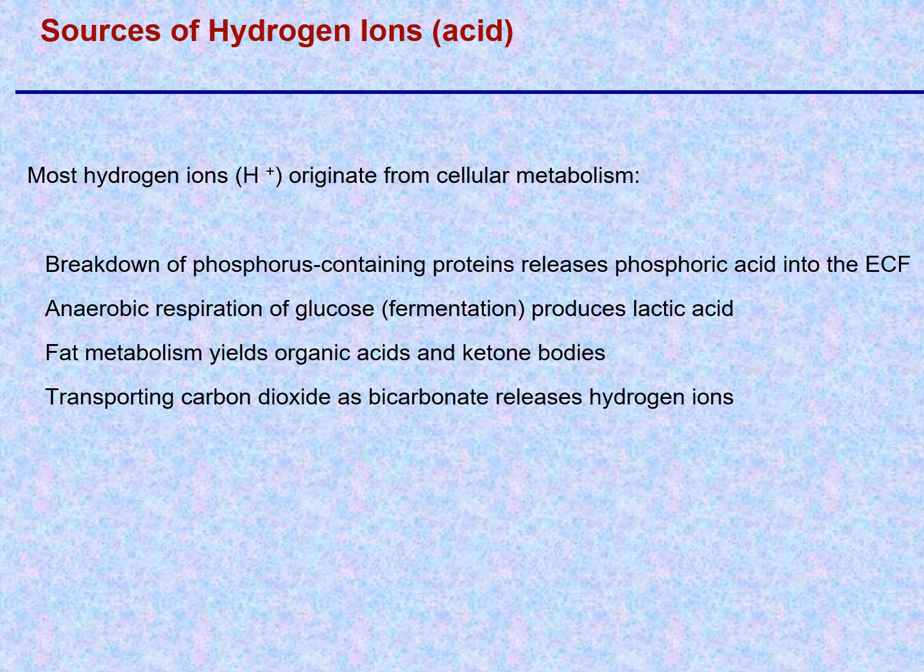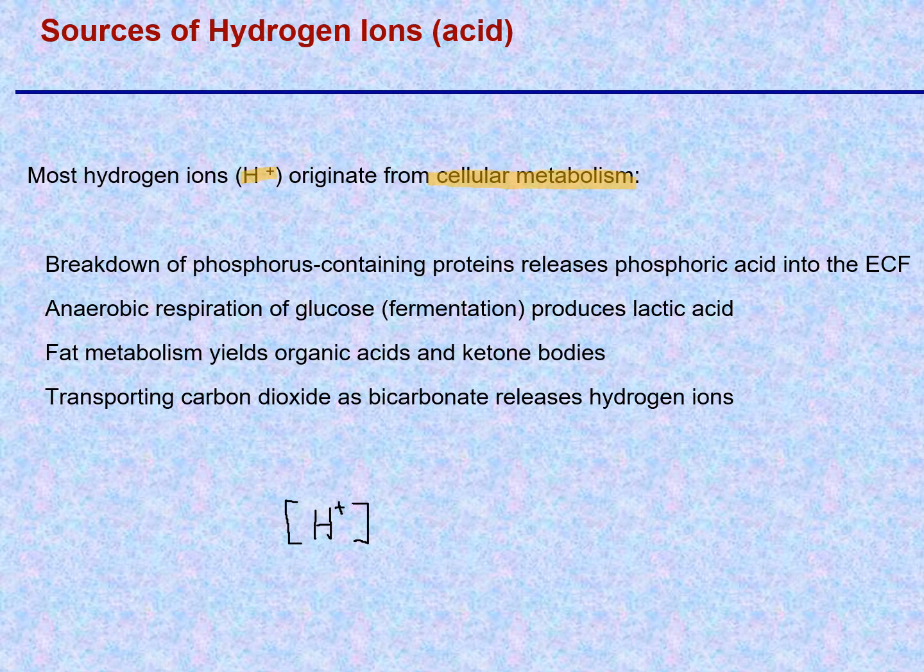Well, pH is determined by hydrogen ion concentration, essentially. Square brackets like that indicate concentration, so it's the hydrogen ion concentration. And most hydrogen ions in the body originate from cellular metabolism. All the biochemical activity of these cells generates hydrogen ions.